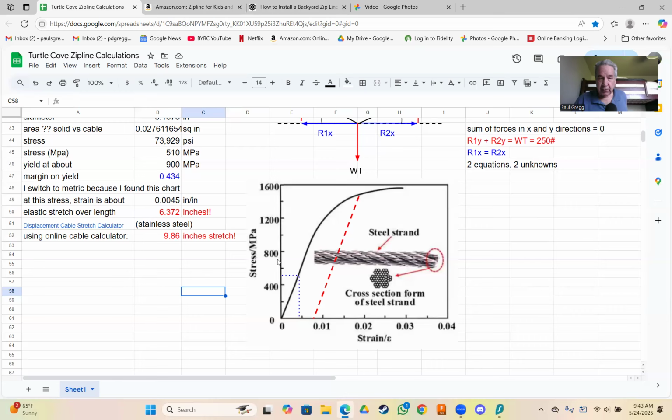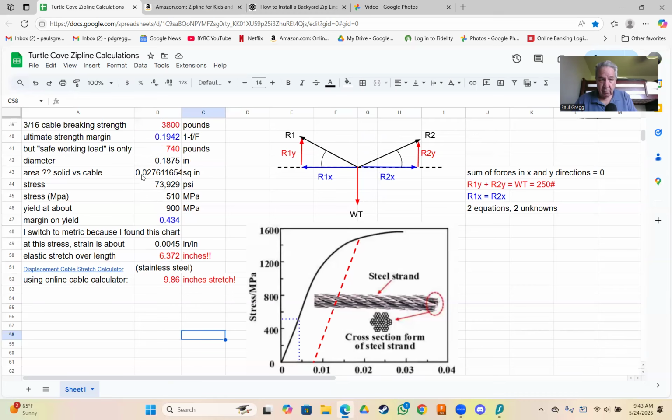I found this chart, and so I switched to metric units. My stress is 510 megapascals. And you can see if you go up to 510, we're way in the elastic limit here, so we don't have to worry too much about it. Way down here is what the manufacturer suggests that you never go above.